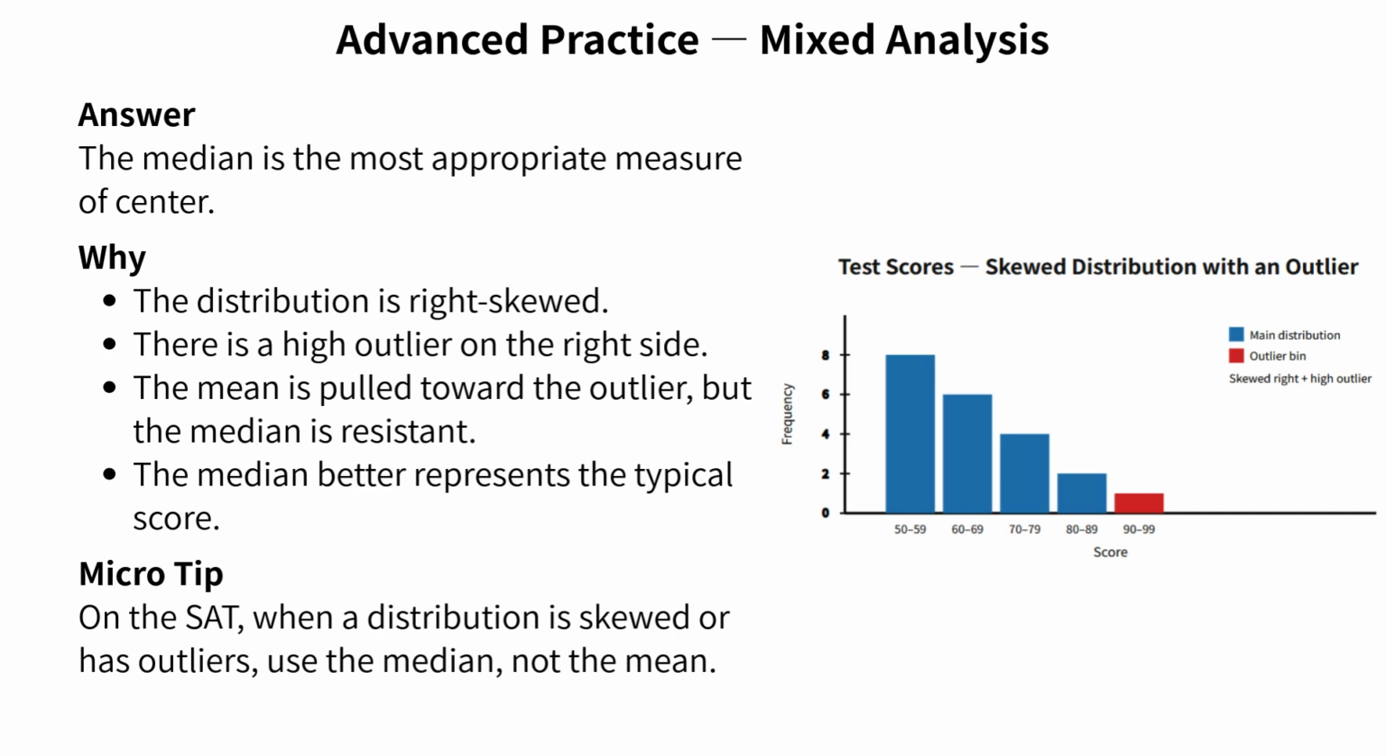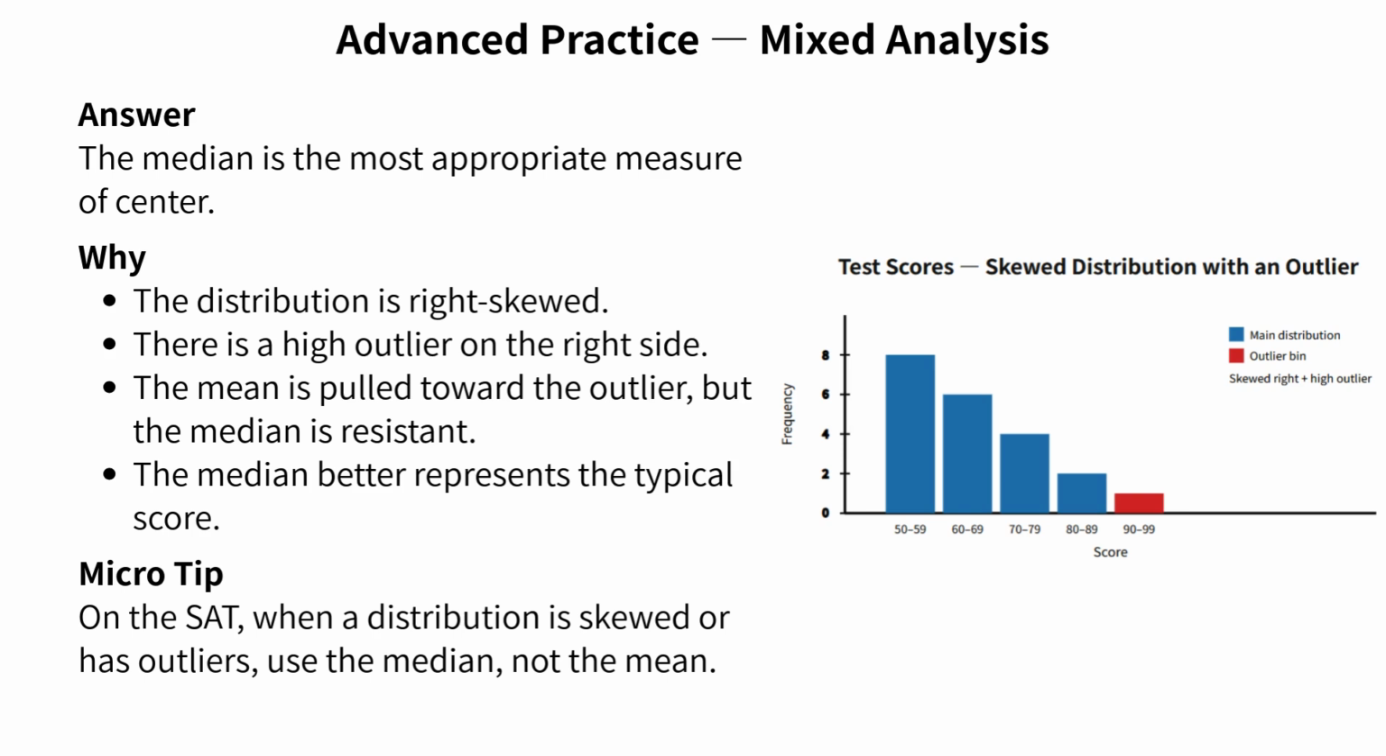Outliers like this have a strong influence on the mean. Because the mean is calculated using all data values, a single extreme score can pull the mean in its direction. In this case, the high outlier pulls the mean to the right, making the mean larger than what most students actually scored. As a result, the mean no longer represents the typical score very well.